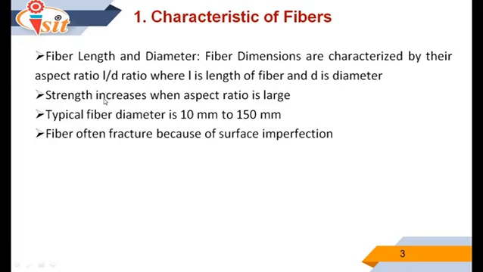So basically the strength increases when the aspect ratio is large. Which means, when the length of the fiber is larger, or in simple terms, if the aspect ratio is large, then the strength of that particular fiber is quite high. The diameters of typical fibers might vary from 10 to generally 150 micrometers.